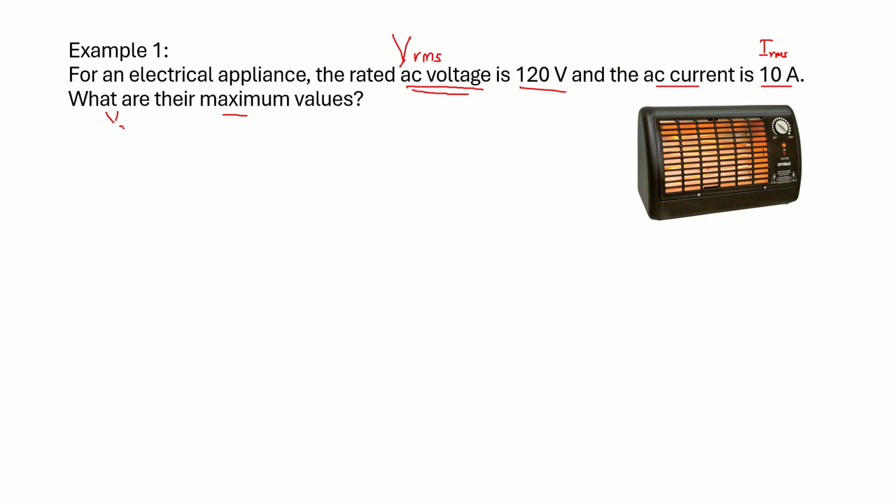So V max we have to find. The direct formula is root 2 times the V RMS. The V RMS value is 120. The answer is 120 times root 2, which is 169.7 volt. The same thing for the maximum value of the current. I max equal to root 2 times I RMS. So the answer is root 2 times 10, which is equal to 14.14 ampere.